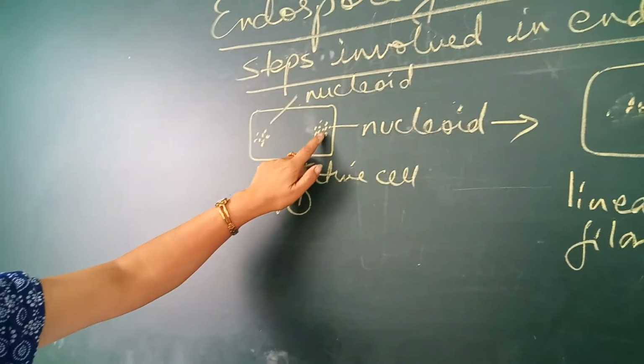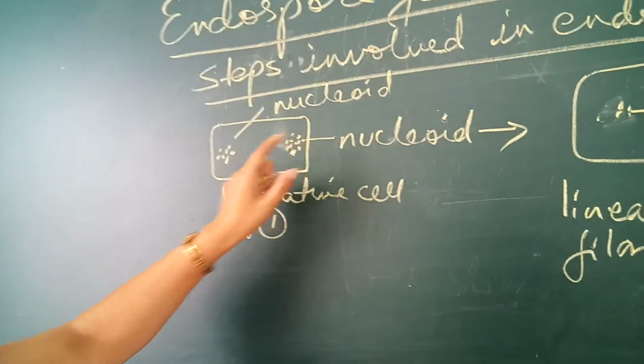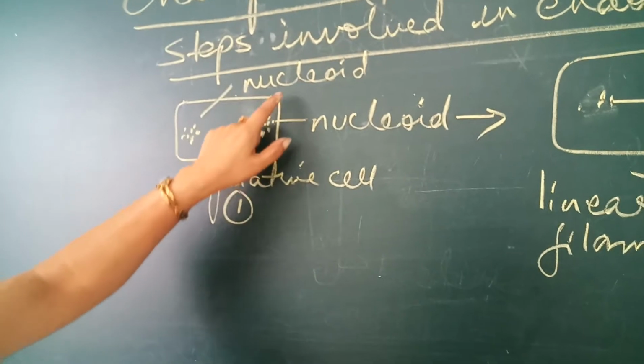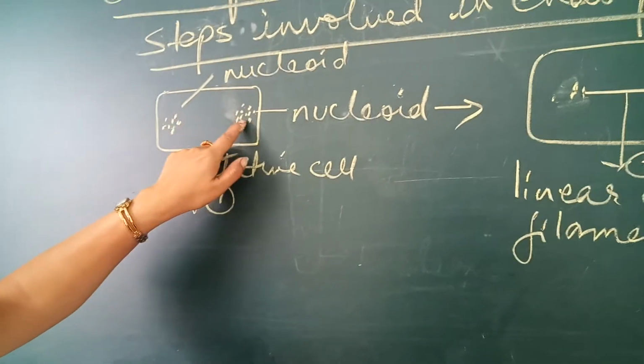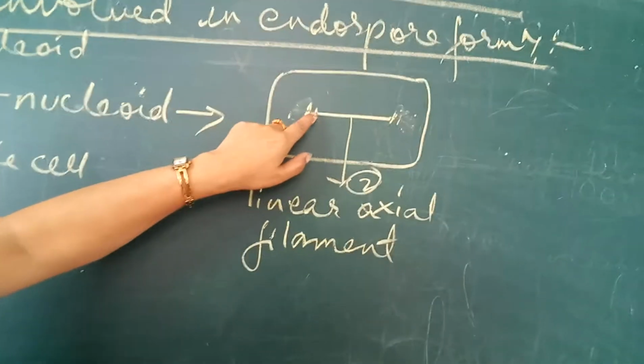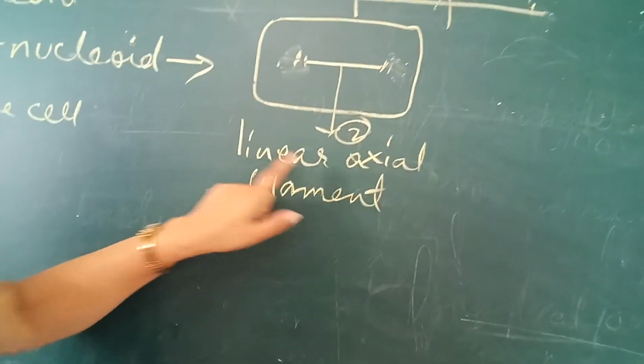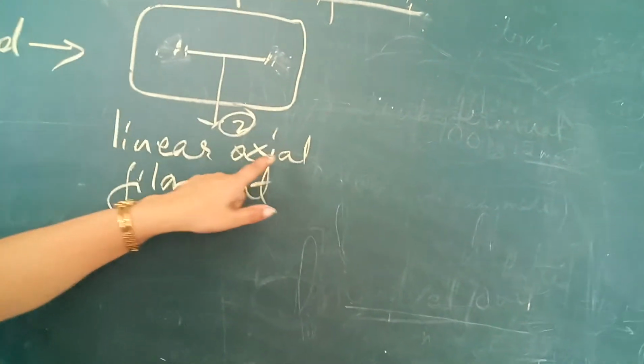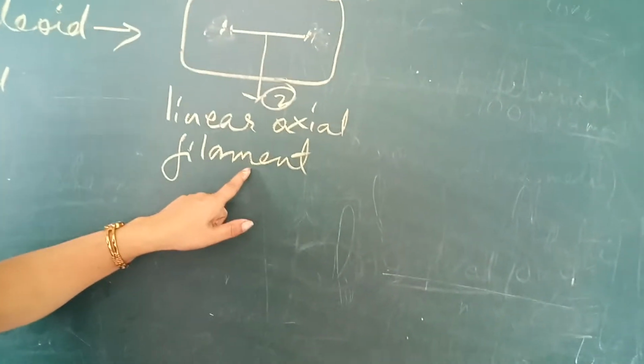It is the nucleoid, DNA, in the form of fragments. What happens to these two fragments? They will unite together to form a straight line, a linear axial filament.